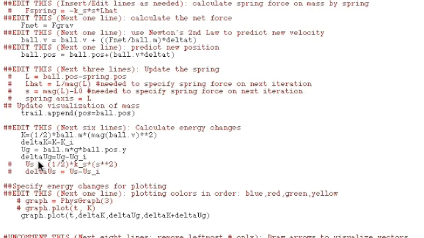After running this code, we will also have a plot of the change in kinetic energy, the change in potential energy, as well as the total energy, which will show that energy was conserved in this case since delta K plus delta U is equal to 0.